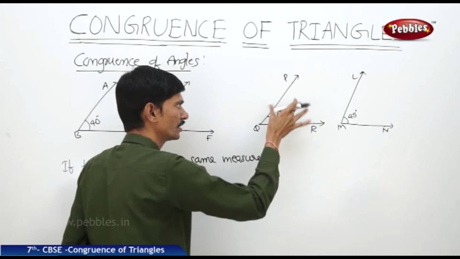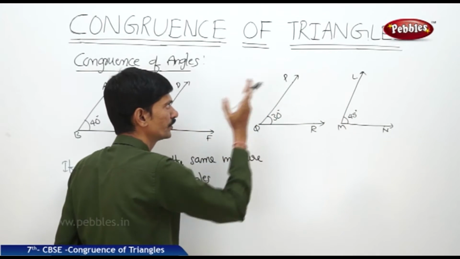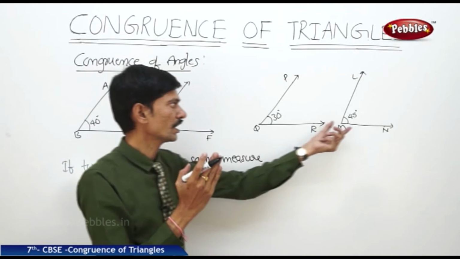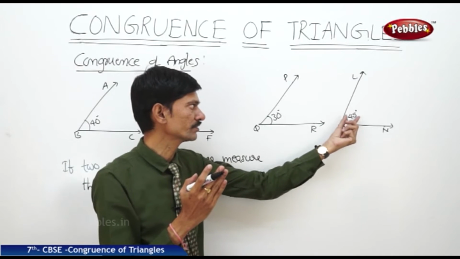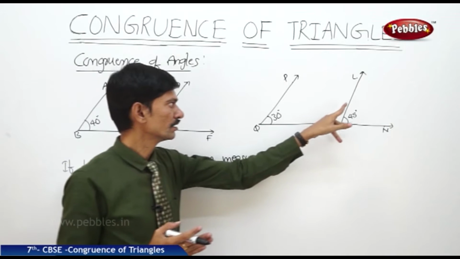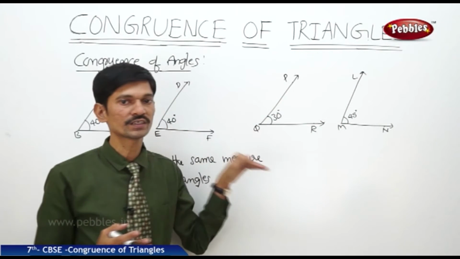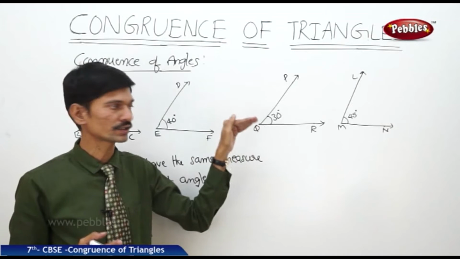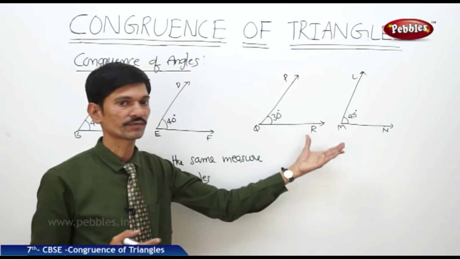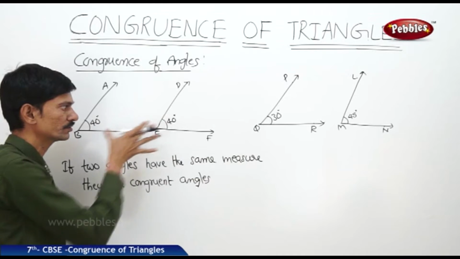But if you observe here, the ML ray does not fall on the QP ray, because this angle's measure is 45 degrees, which is more than the measure of the first angle. So the ML does not fall on the QP ray, so we can say that the two angles are not congruent in the case of the second figure. But in the first figure, the two angles are congruent to each other.